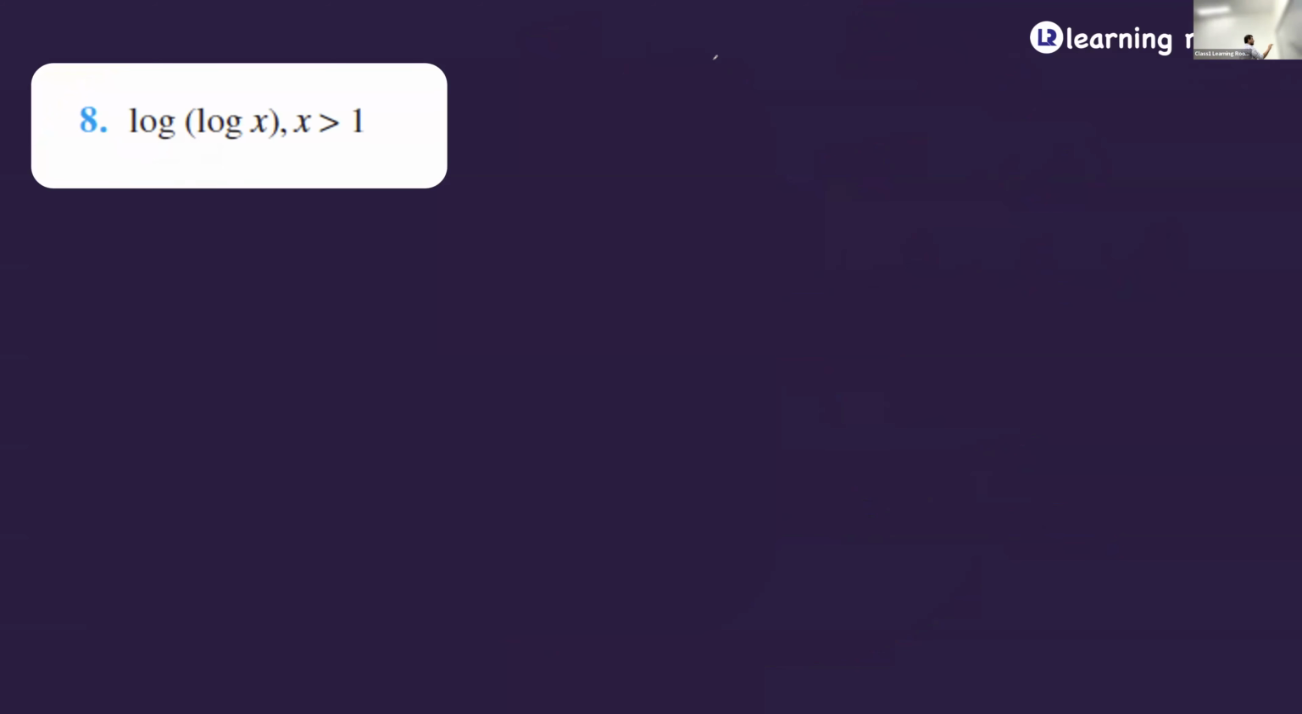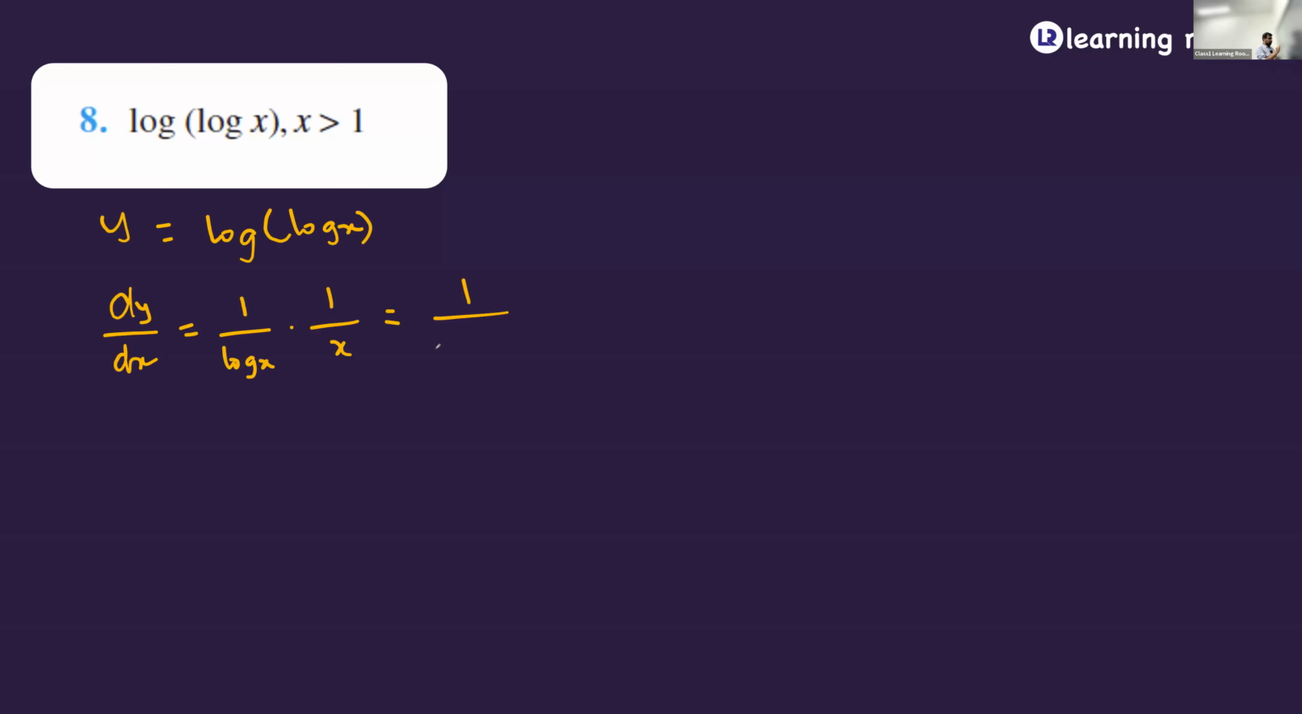So here it is very simple again. y is equal to log of log x. So what is dy by dx? 1 by log x into derivative of this log x is, so answer is, that's right. So this is a simple problem. So dy by dx is equal to 1 by x times log x.